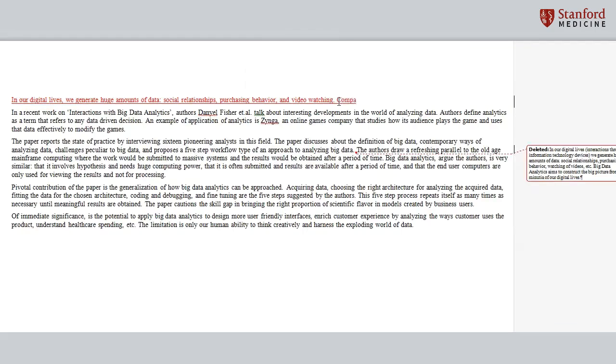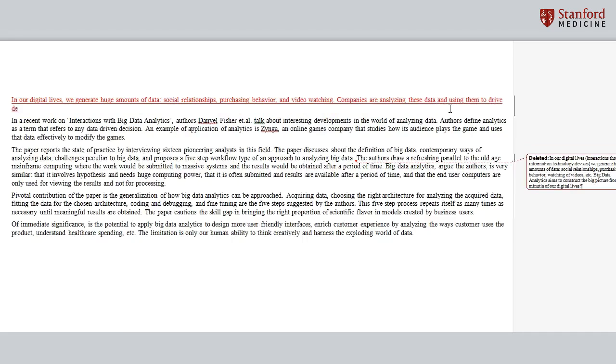So what if we just jumped in with, companies are analyzing these data, because we know this is about analyzing data. We get this down here in the world of analyzing data. And then what are the data being used for? Well, authors define analytics as a term that refers to any data-driven decision. So the data are being analyzed in order to drive decisions. So let's just say that. Companies are analyzing these data and using them to drive decisions. And now we've defined, essentially, big data analytics.